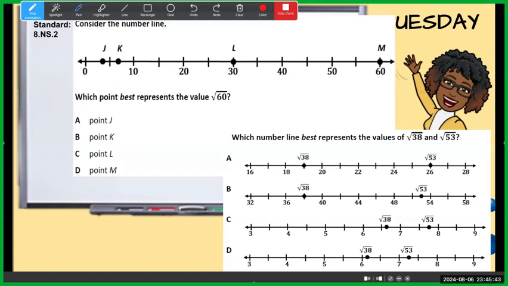All right, let's go. 8 and 2: consider the number line and say which point best represents the value of the square root of 60. What about keyword and information? Best represents. And dealing with squares, think of perfect squares. What perfect squares?